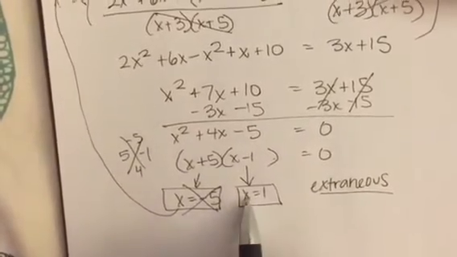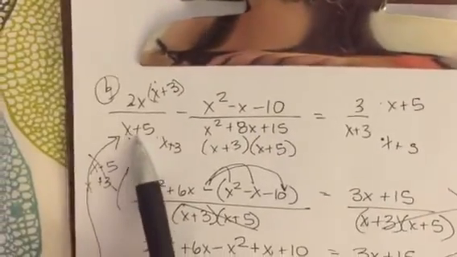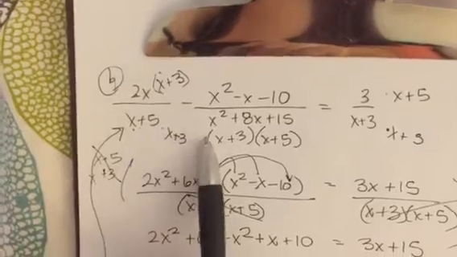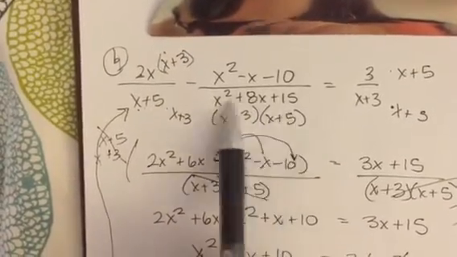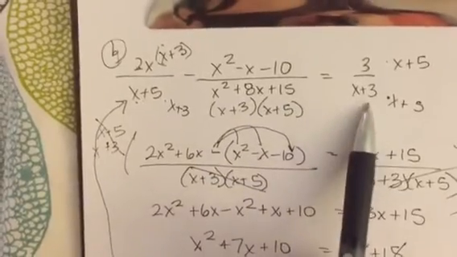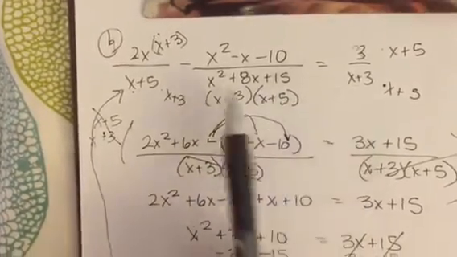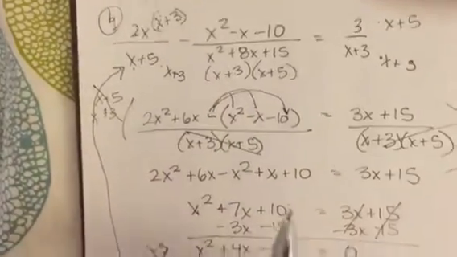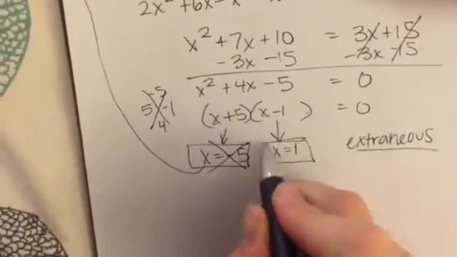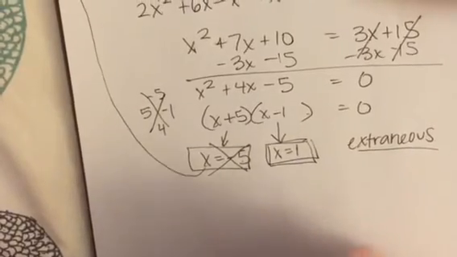I'm going to check the same thing. I have x equals 1. I'm going to check here. 1 plus 5 would be 6. That's all right. 1 squared is 1 plus 8 is 9 plus 15, that's not 0, and 1 plus 3, that's 4, that's totally fine. So it doesn't really matter what the denominators are so long as they're not 0. So I know that x equals 1 is my only possible solution.